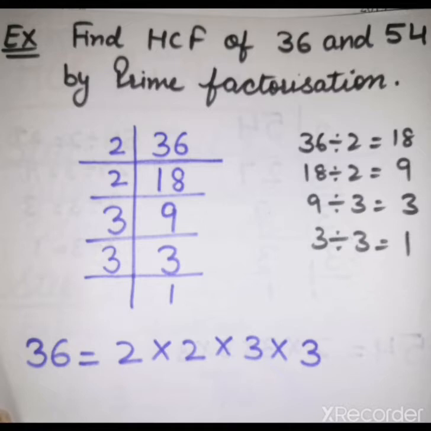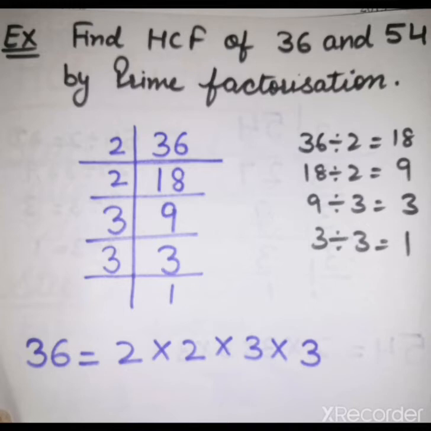So what we will do? We will move to the next prime number, that is 3. So we will divide 9 by 3 and we get 3. And then again we divide 3 by 3 and we get 1. And here we stop dividing because we get the last digit 1. So students, the prime factors of 36 are 2 into 2 into 3 into 3.